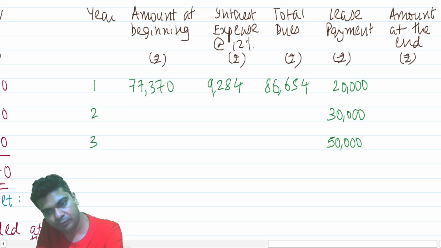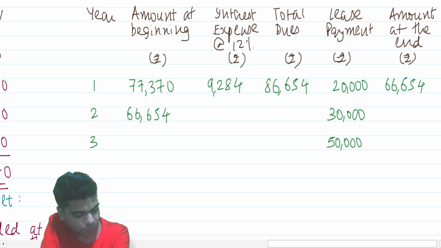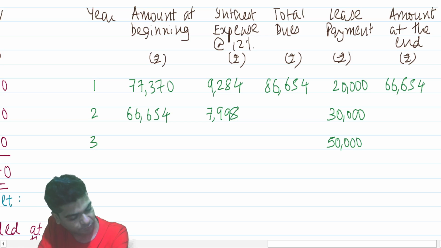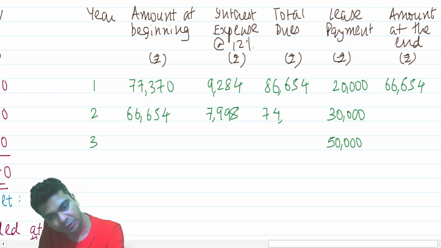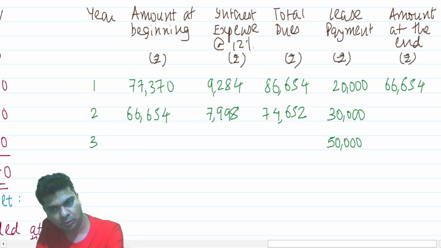So 66,654. Take again 12%. 7,998. Add it up. 74,652. Deduct 30,000. 44,652.